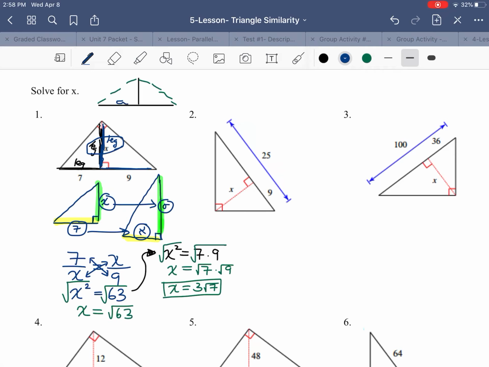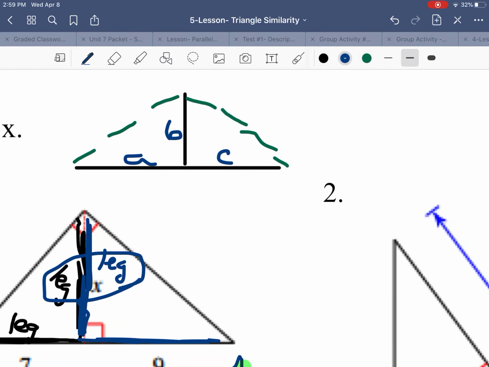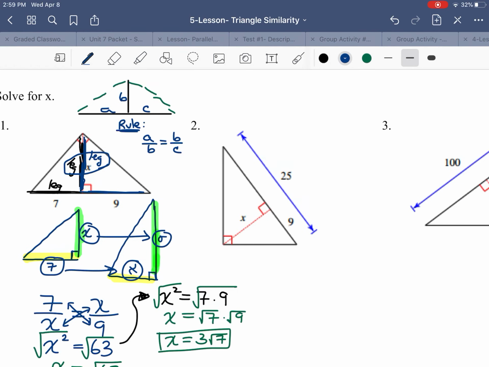I'm going to label these sides A, B, and C. I'll put my C on the inside. So my rule, because lots of us like rules, is A over B is equal to B over C. All right, just a much simpler variation of what we just did without showing all that work. So 7 over x equals x over 9. Simplify, solve, etc.